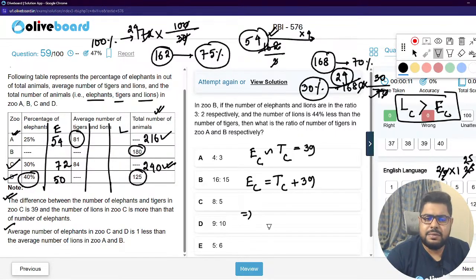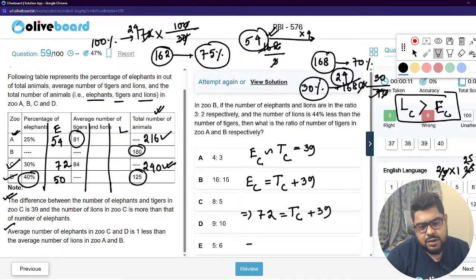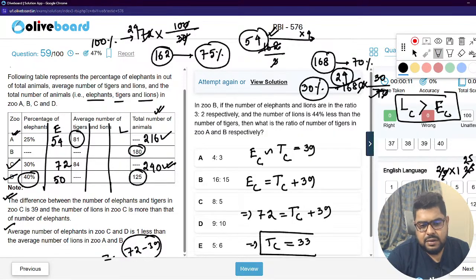Now again, we are talking about C. Elephant in C is 72, sir. That is equal to TC plus 39. So TC becomes what, sir? 72 minus 39, so that is 33, sir. And if this becomes 30, so tiger in C becomes 33, sir.